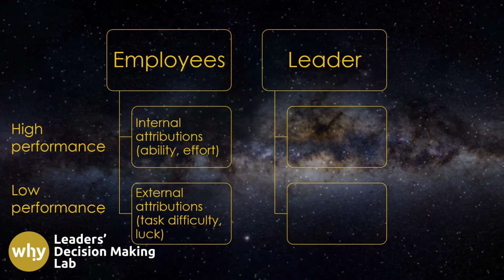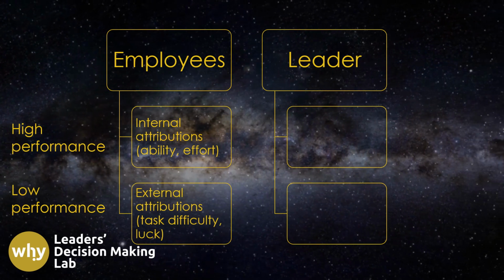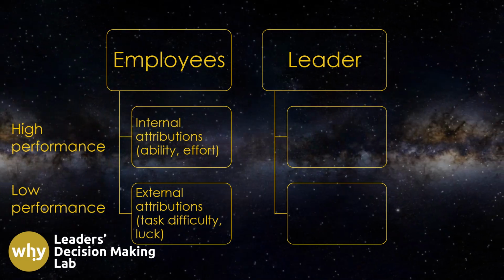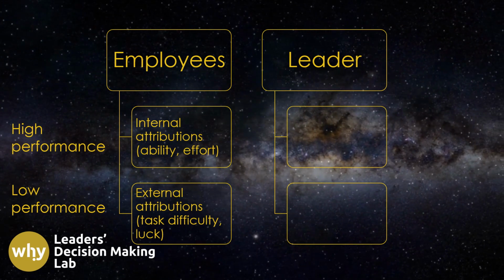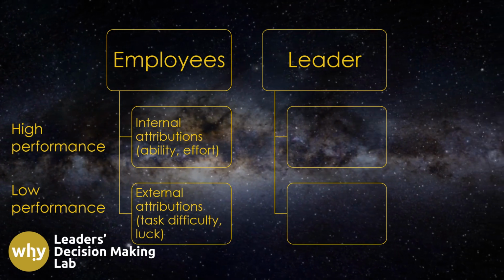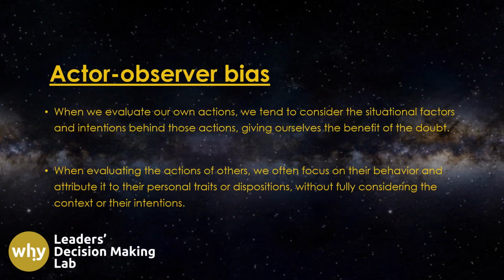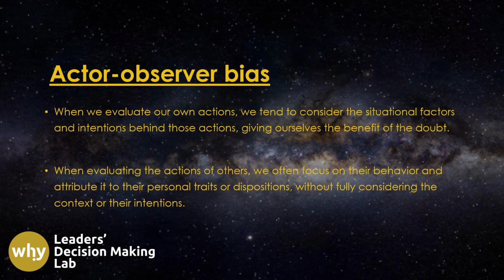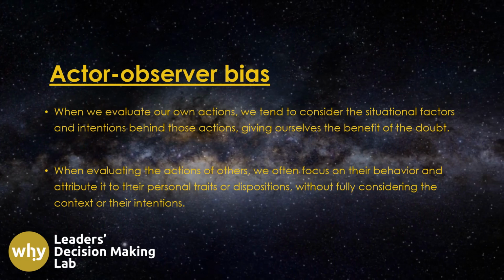Interestingly, within the interactive attribution model of leadership, leaders and employees often develop divergent attributions despite facing a shared objective reality. This disparity arises due to the influence of perceptual biases that shape both leaders' and employees' attributional processes, including the actor-observer bias and the self-serving bias. The actor-observer bias means that when we evaluate our own actions, we tend to consider the situational factors and intentions behind those actions, giving ourselves the benefit of the doubt.